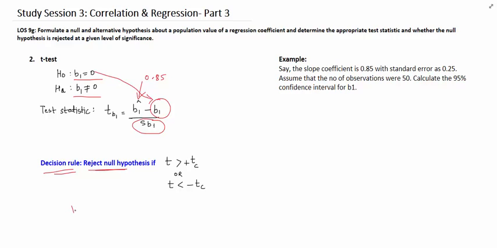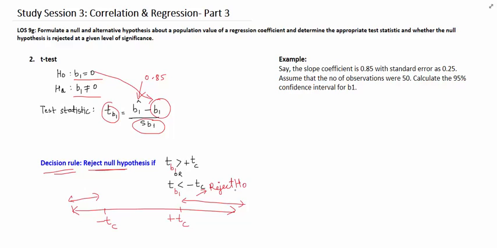Basically, if you have a number line and you have a minus critical value of t here and a plus critical value of t here, then if the value of t b1 lies anywhere here or here, then we reject the null hypothesis.